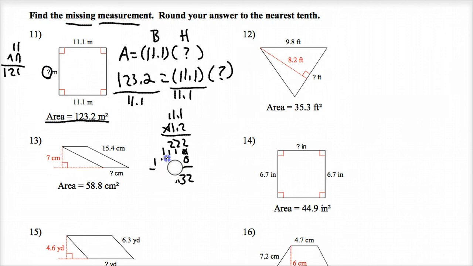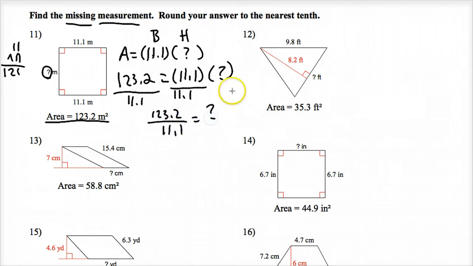What does that tell me? Well, if I'm doing a multiple choice problem, I would pick something smaller than 11.2. But either way, all I had to do was take 123.2, divide it by 11.1, and that gave me my question mark. That's it. Piece of cake.